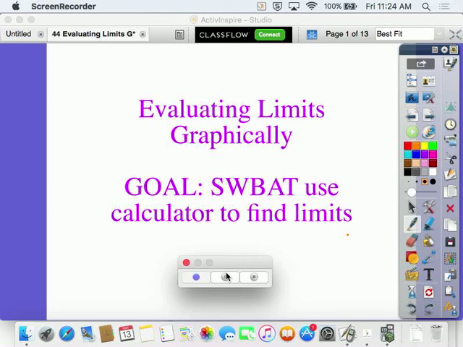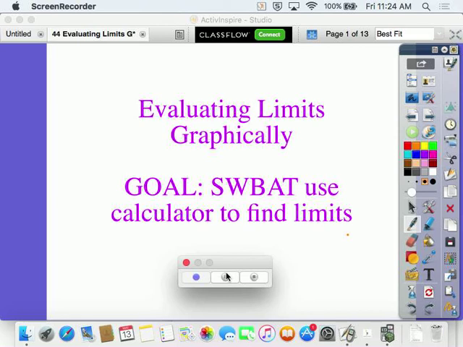So we are going to be using our calculators to find the limits. And if you don't have a graphing calculator at home or in your possession, then you're going to basically be using a table of values. And I'll show you how to do that in the first 2 examples. And that's what you'll do to evaluate your limit.